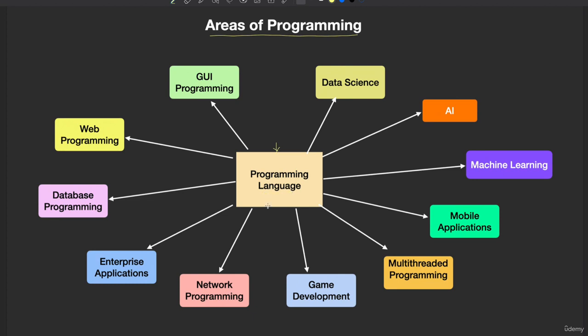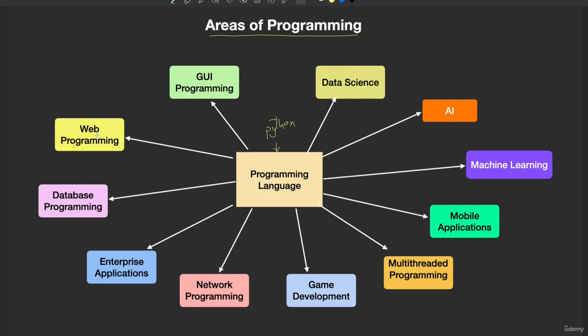This is a programming language. The programming language can be any language like Python, Java, C, C++, C Sharp, whatever the language may be. So we will take Python and talk about Python. Okay. This is a language. Got it? Then what are these? These are the areas of programming. Let me read out once.